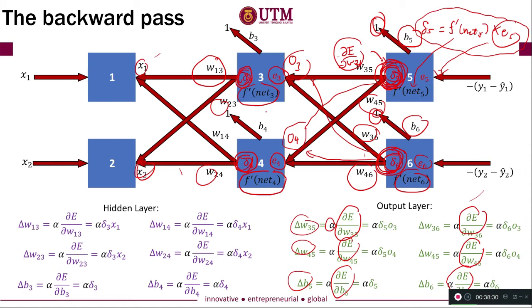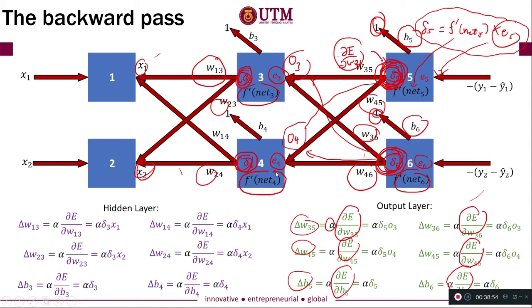So the step here is similar. You can see that the step is similar. To find this one, you must multiply this one with this one. Same goes to the hidden layer. To find this delta 4, you must multiply E4 with f apostrophe net 4.